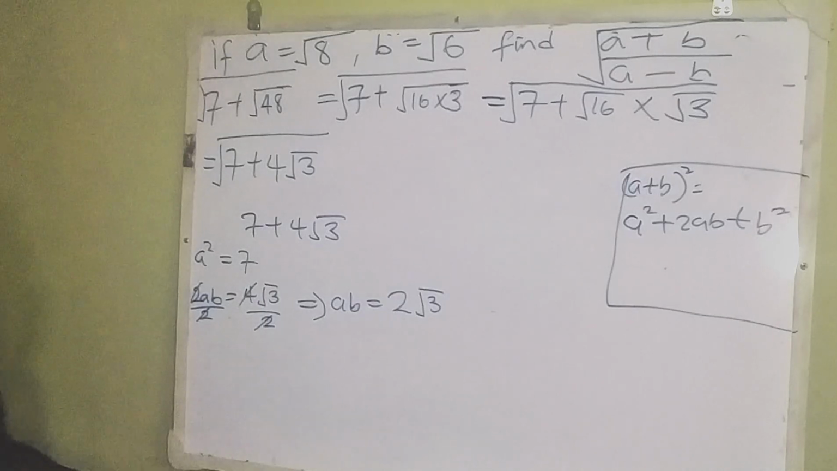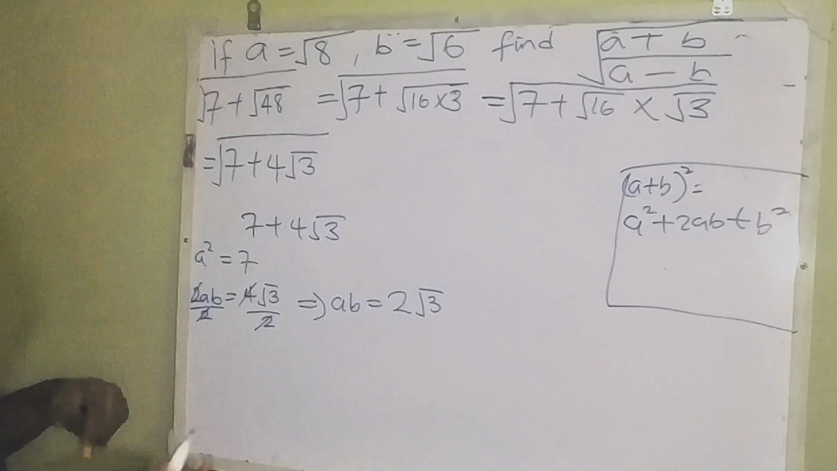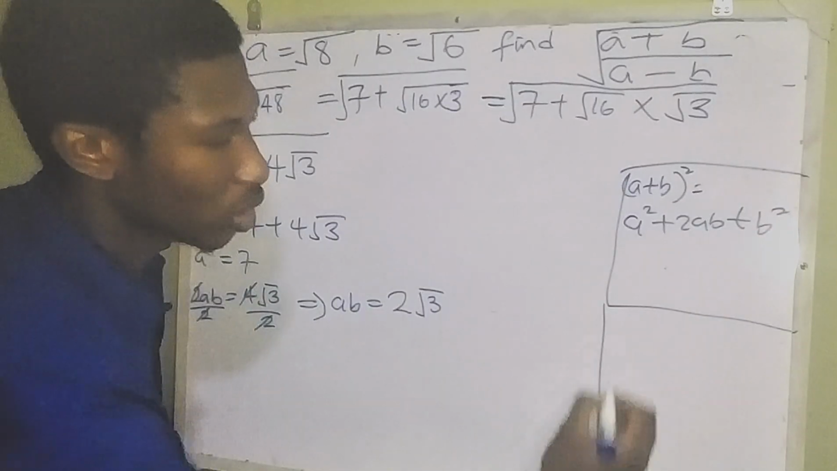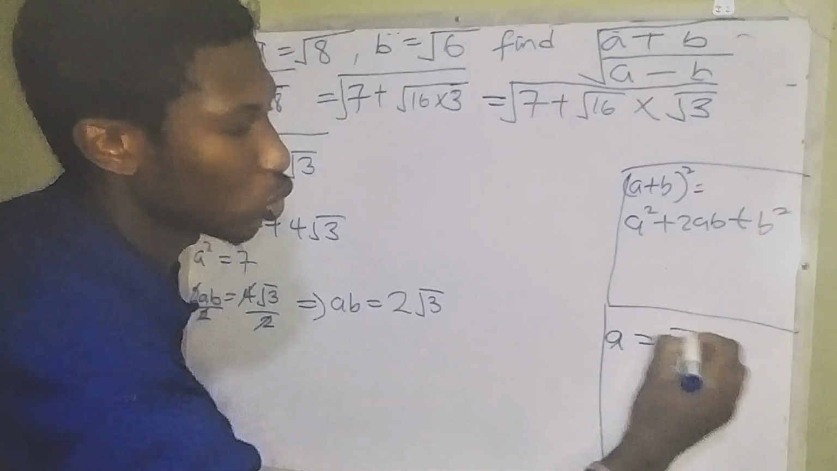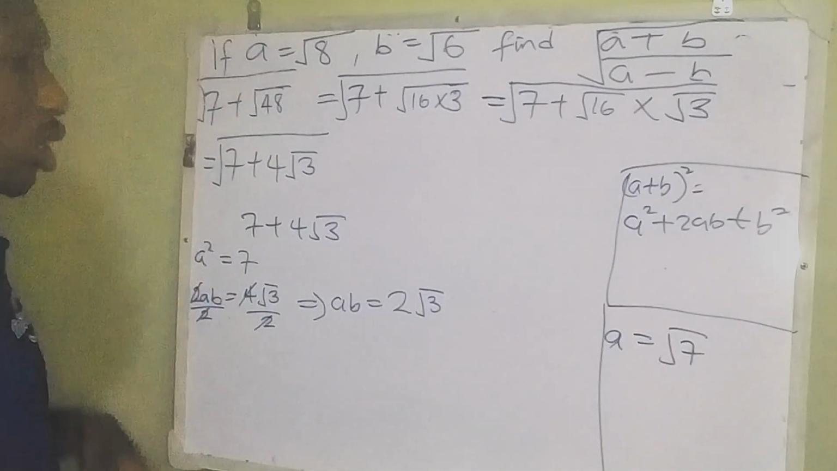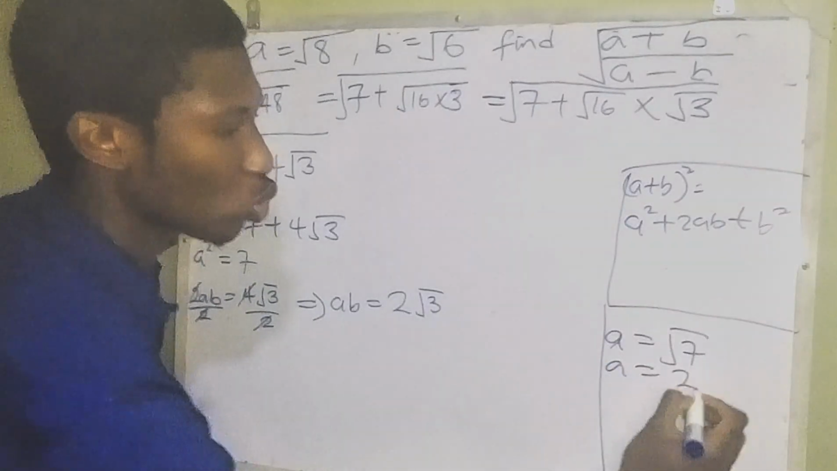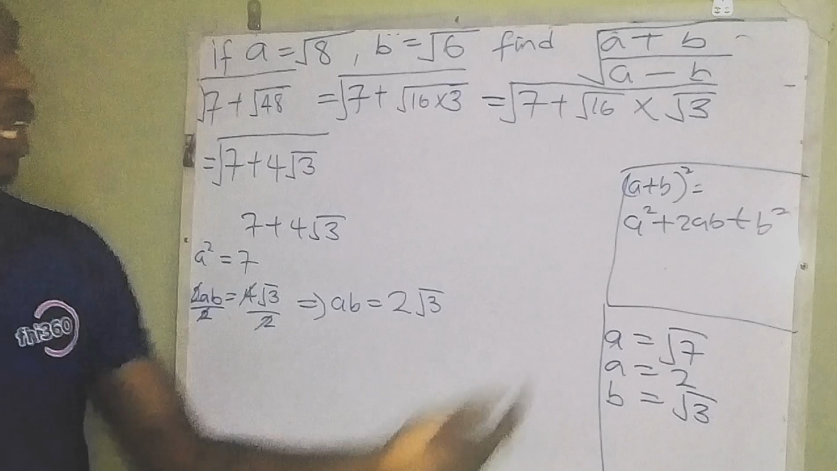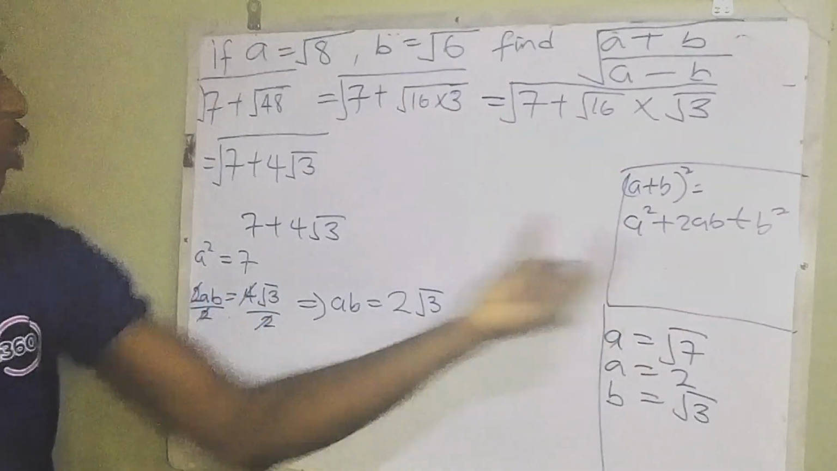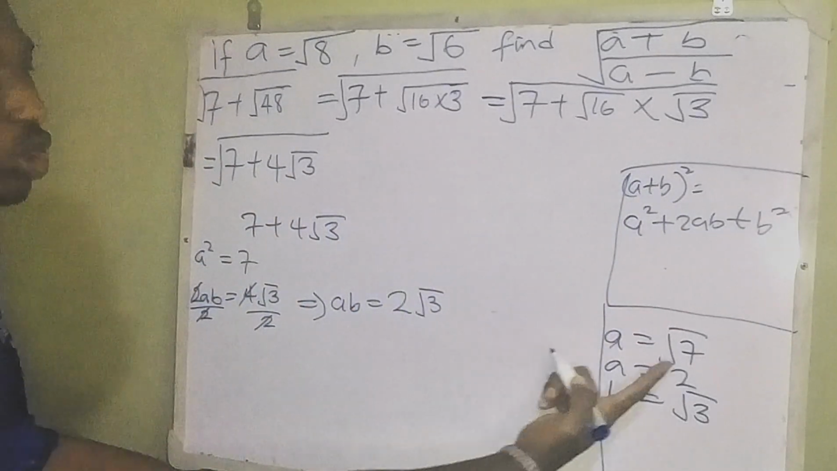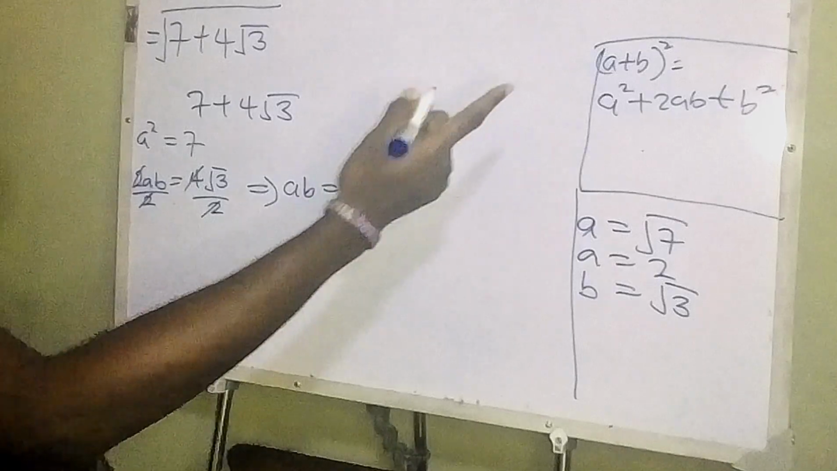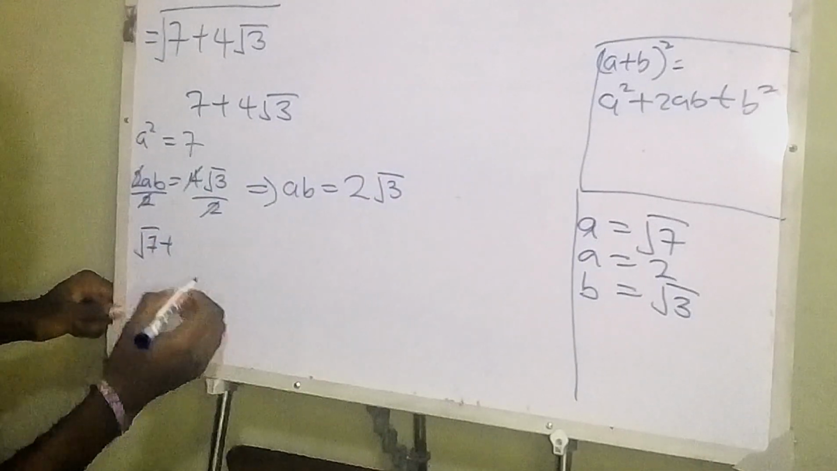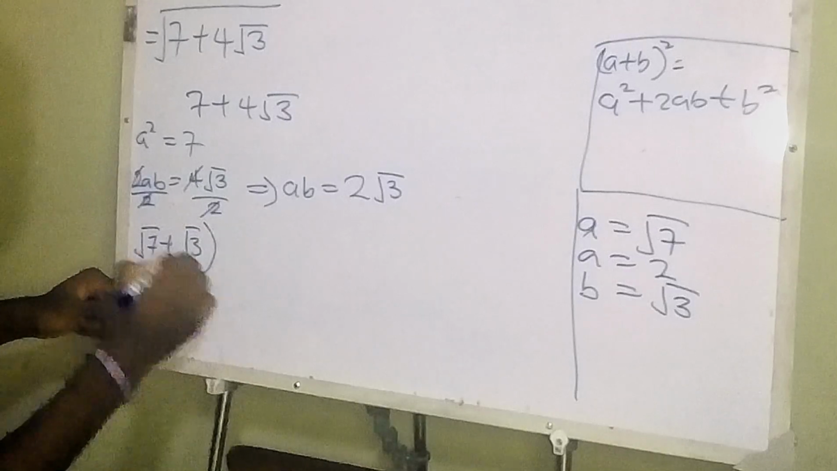Now, since we have this, we have two values of a. The value of a can be equal to square root of 7, obviously here. a can be equal to 2, but b is always equal to square root of 3. So let's put it into this and see if we expand it. The first thing we try is with square root of 7. So square root of 7 plus square root of 3 all squared.